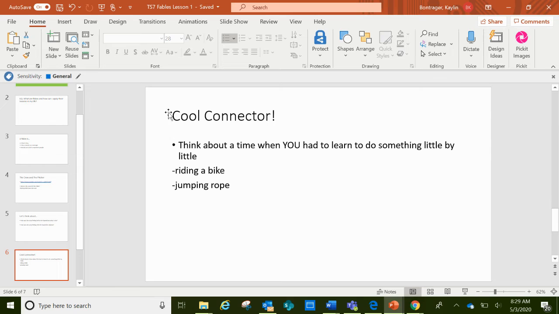Now I want us to do something that goes along the lines of Cool Connector, that role sheet that I've had you fill out. I want you to think about a time when you had to learn to do something little by little, okay? An example would be riding a bike. You don't just learn to ride a bike in one try or even in one day. It takes a lot of practice. Same with jumping rope. You don't usually learn to jump rope perfectly the first time you try. That takes time, and each time you get a little bit better.